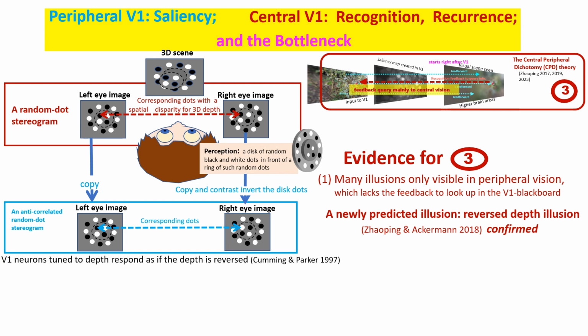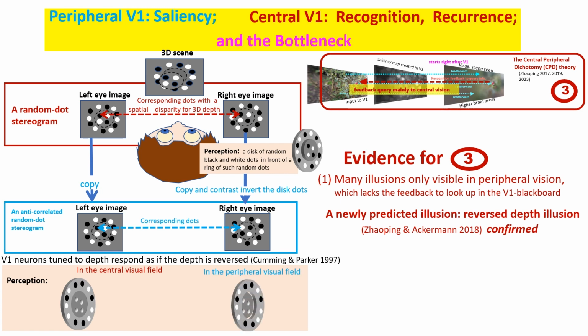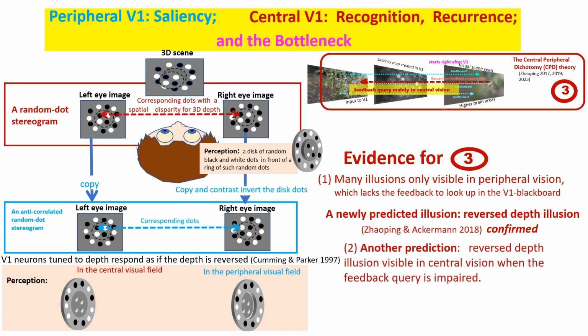But V1 neurons tuned to depth are fooled. They respond as if the disk is behind the ring. In other words, these V1 neurons report to higher brain areas that the disk is behind the ring. Central vision does not get fooled. It sees the disk as neither in front nor behind. But peripheral vision sees this reversed depth illusion reported by V1 neurons, as theoretically predicted. A second prediction naturally follows.